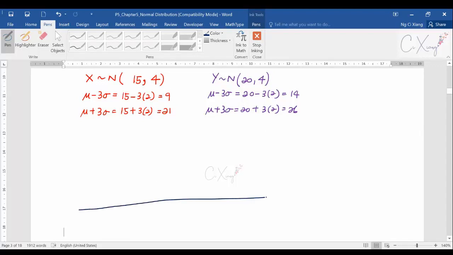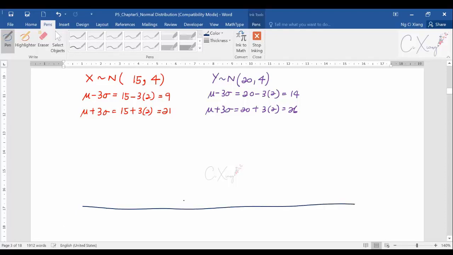Okay, so maybe I can just put my scale like that. I want to draw these two graphs on the same scale. So maybe I will have a scale first. Let's say this is 9, 10, 11. Okay, so you try to complete the scale.